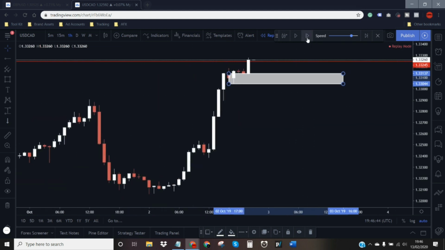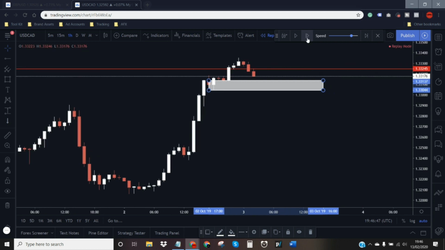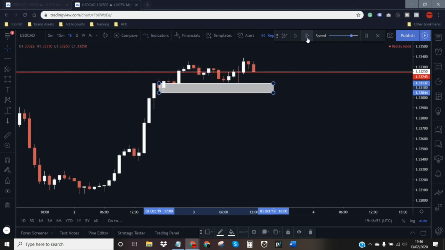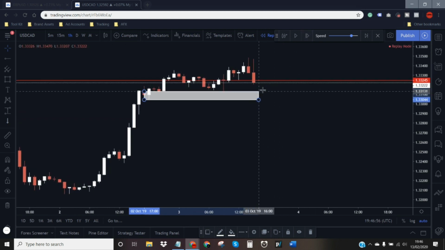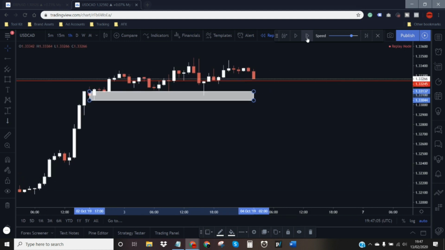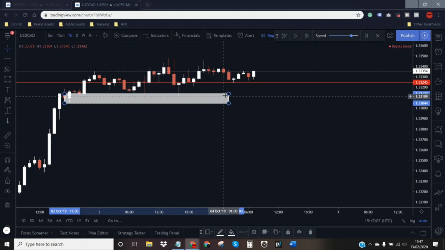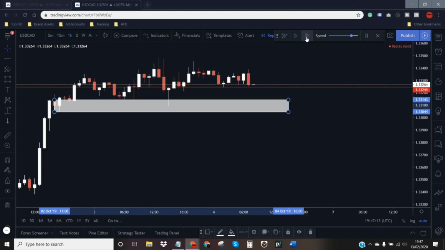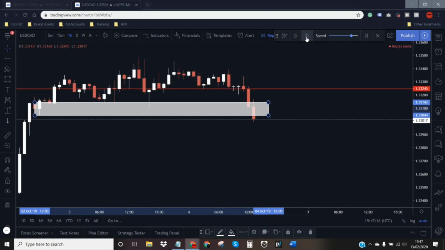So let's continue here. Let's go slowly. Okay, it's held again, good. That's what we want to see. We want to see it holding, adds more weight, as I said. Again, perfect. Let's move this across some more. Okay, we've got a break, right? We now have a break of the event 2 area on the USD CAD.